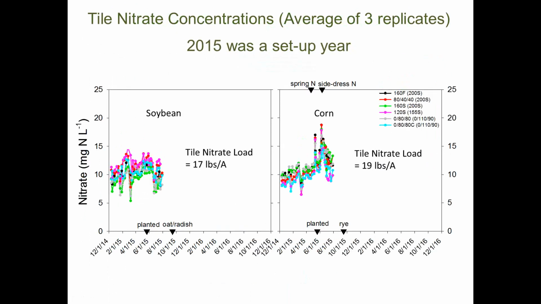And then now adding to that baseline, we've added spring N here and side dress N here, and sure enough, when we get a rain event, we did see nitrate concentration in the tile spike upward, and it did cause a little increase in loss versus just over soybean, where soybean was not fertilized, but still quite similar and under 20 pounds per acre.